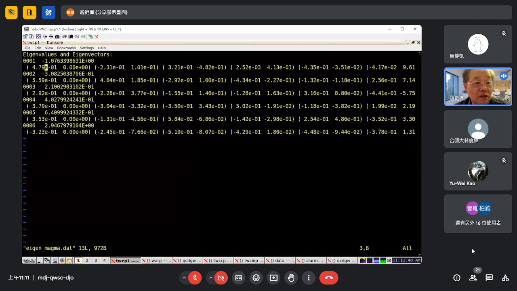Even for the eigenvalue, here, so many digits. But the result from LAPACK and MAGMA is the same.